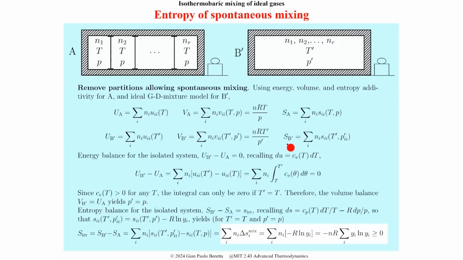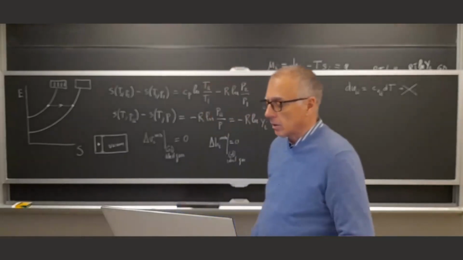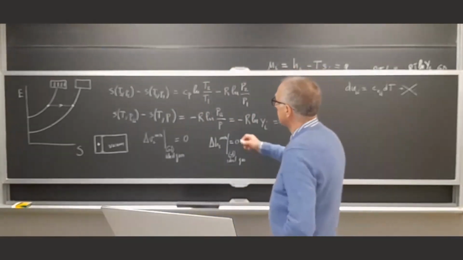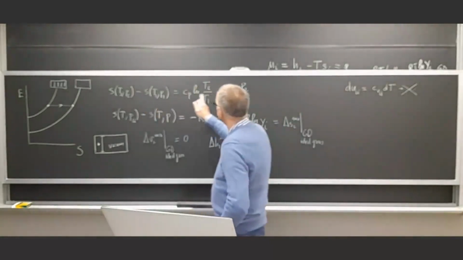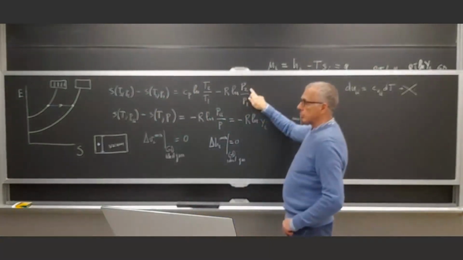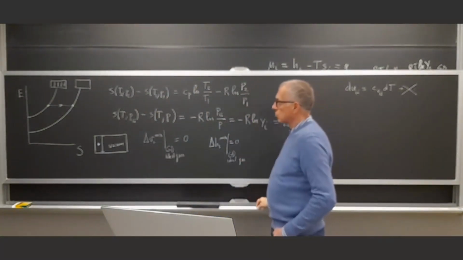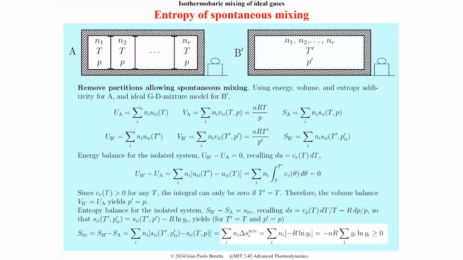And then the entropy is the sum of the specific entropies evaluated at the partial pressures. Now, the entropy does depend on pressure. So I did leave the partial pressure that the components have in the final state. So these are just the ingredients of the balance equations.